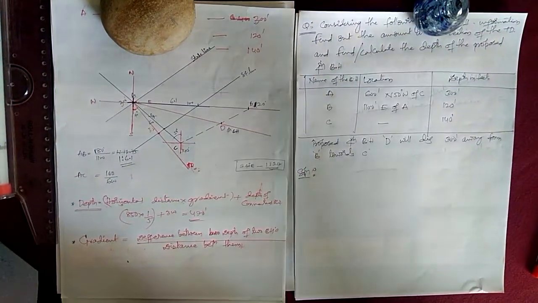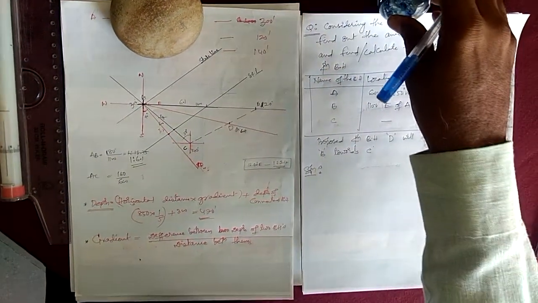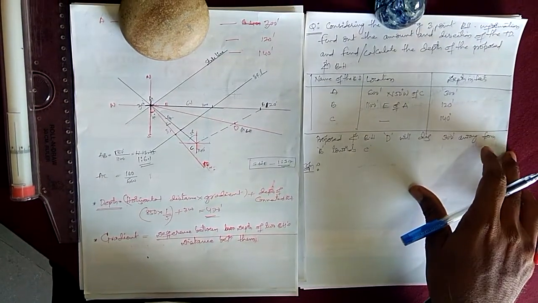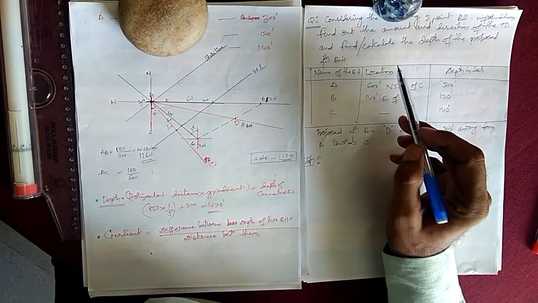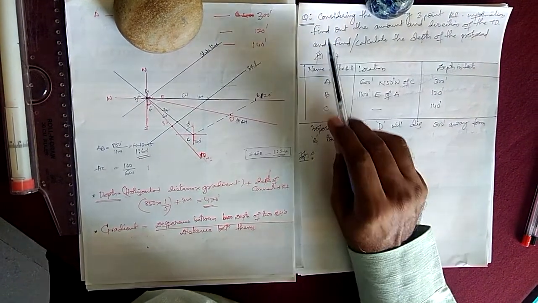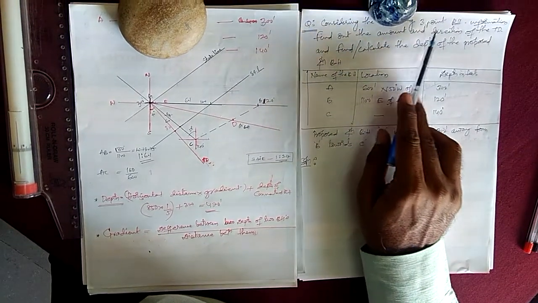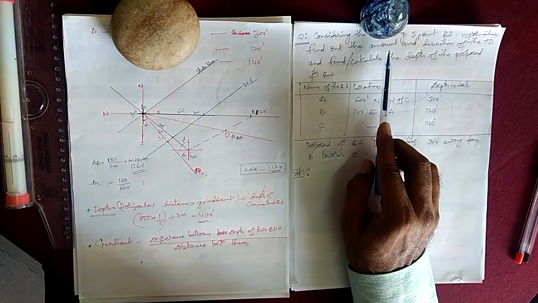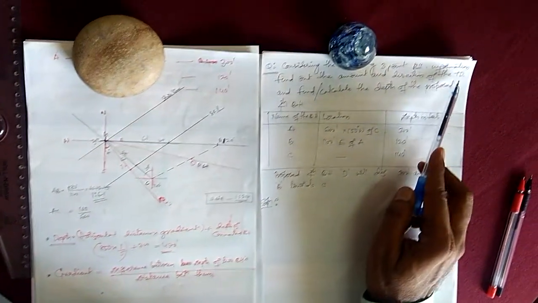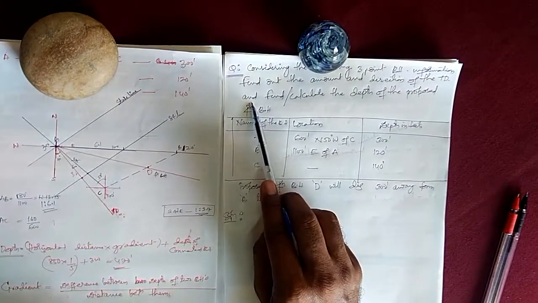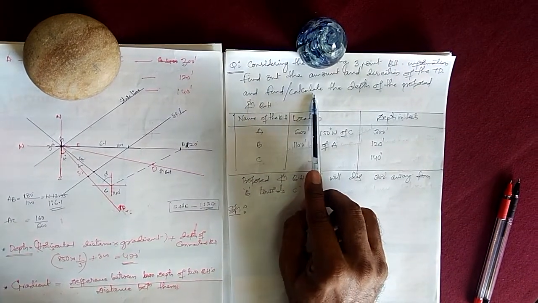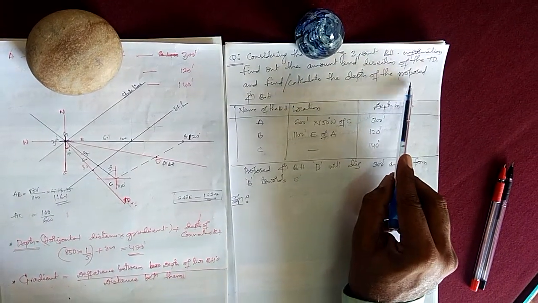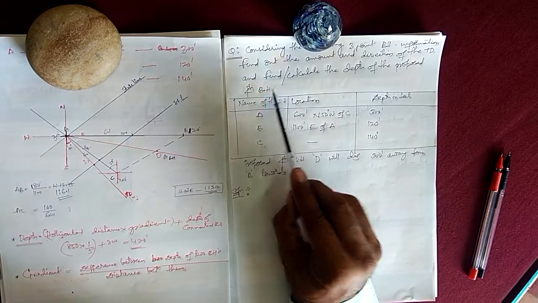Okay friends, one more problem we'll do right now. The problem I'll read very slowly. It is the 3-point borehole problem. Considering the following 3-point borehole information, find out the amount and the direction of the true dip and calculate the depth of the proposed fourth borehole.